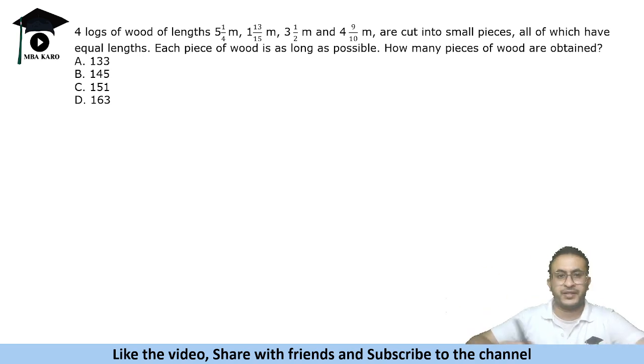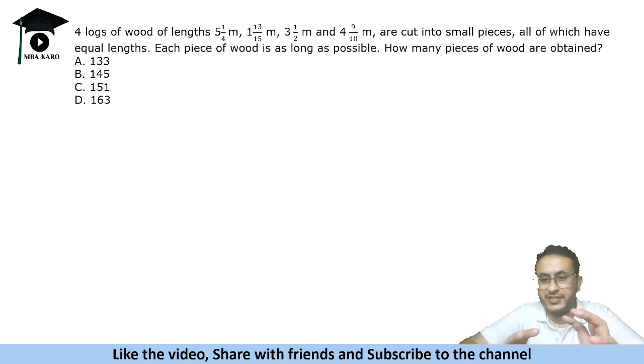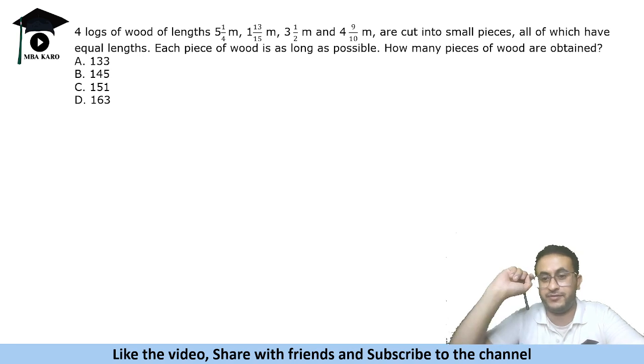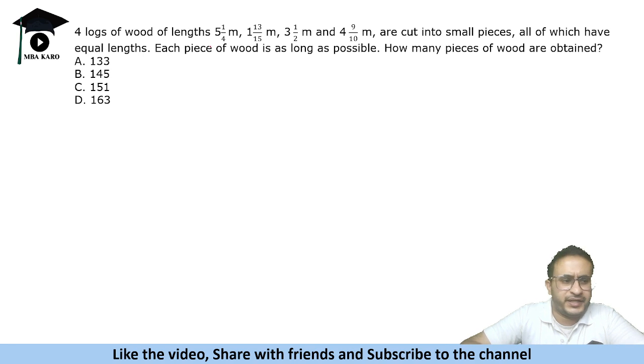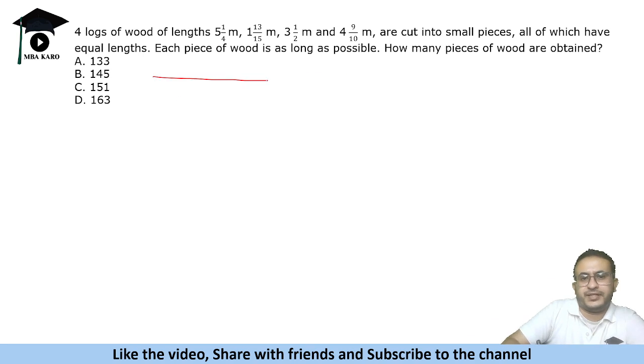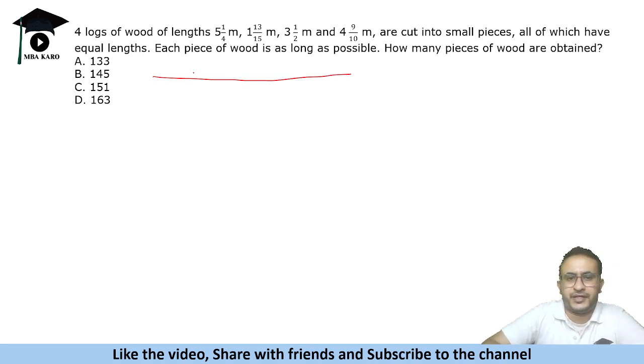So now this is a question. If you have practiced number system, you know that this is a question that involves HCF. We are cutting woods, so let us understand what it means. We are cutting woods into pieces, all of which have equal length. So each of these pieces is of equal length. Equal length means this number should divide the bigger number, so that means it is a factor.